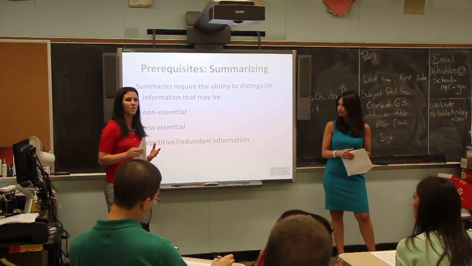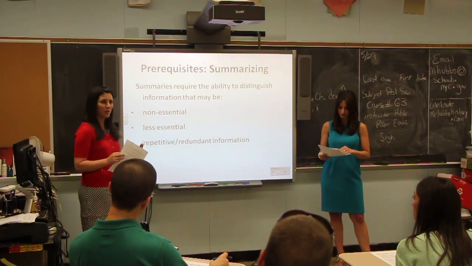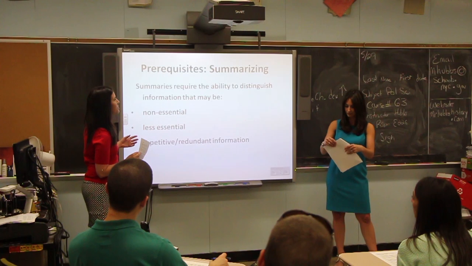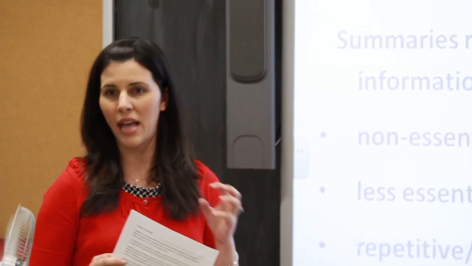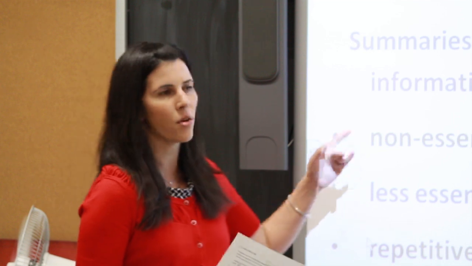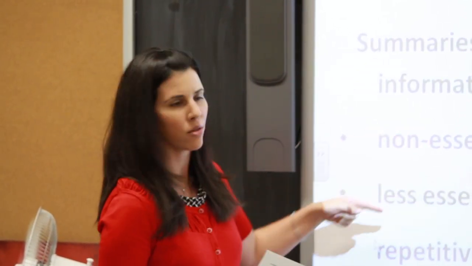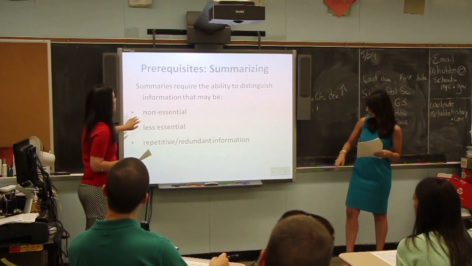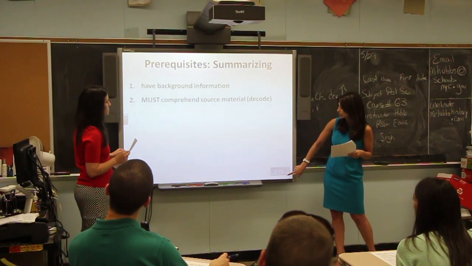Oftentimes in that text there's irrelevant information that isn't as essential. They might keep repeating the same thing over and over again, so the students have to have the ability to pull the relevant and essential details out. And that's why we've done some early activities for them to practice just this one skill of determining essential from less essential information. And like all the other skills we do, there are prerequisites to summarizing.